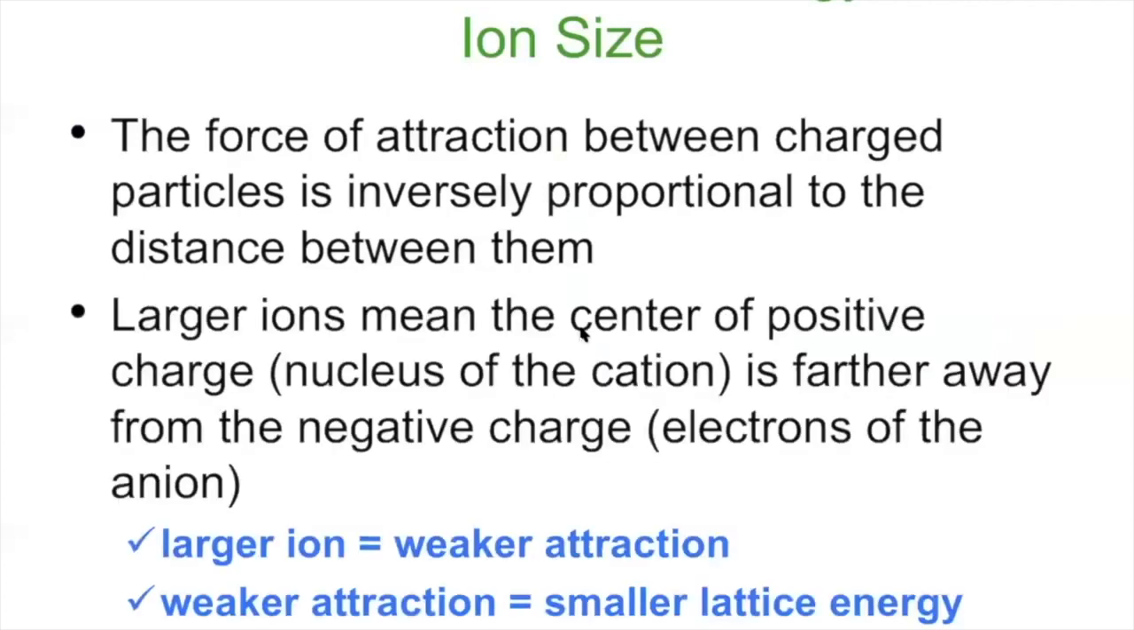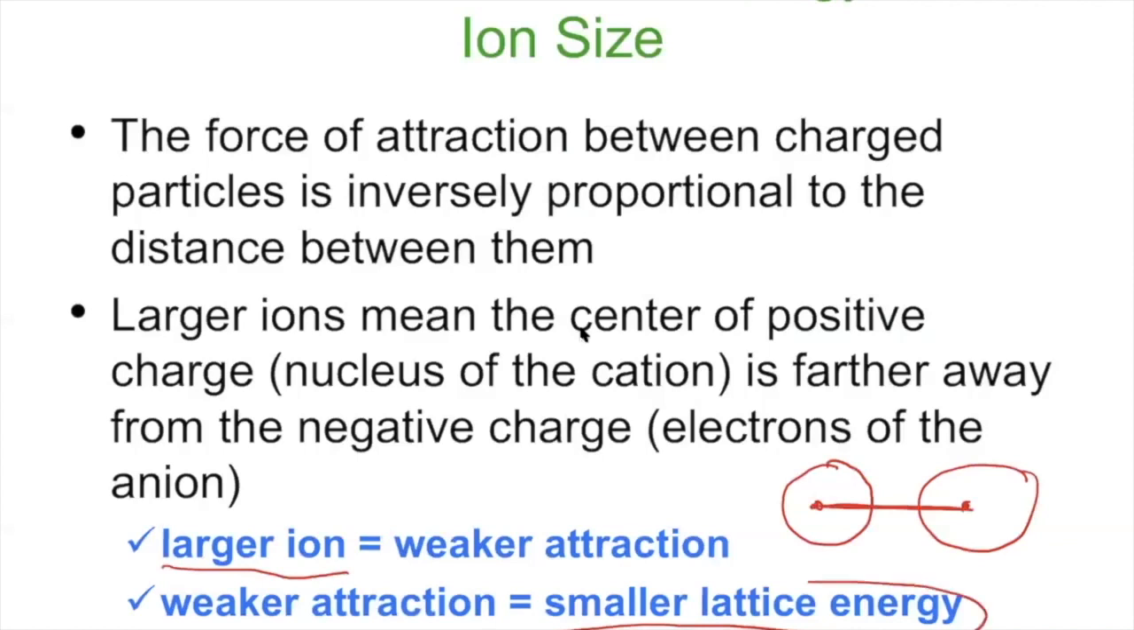The larger the ion, the weaker the attraction, okay? If you have two large ions, they're going to have weaker attraction, and it makes sense because if you think about it, here is the nucleus, so this distance is greater. It's going to be a weaker attraction, right? The weaker the attraction, the smaller the lattice energy, like we said earlier.